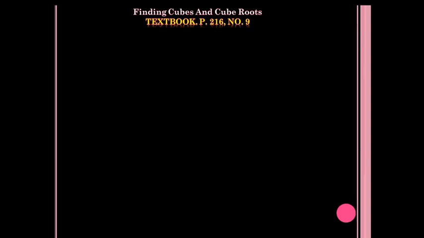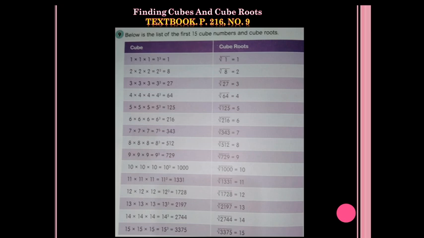Okay, now let's see the others. Here, the textbook, page 216, number 9. Below is the list of 15 cube numbers and cube roots. 1 times 1 times 1: the cube of 1 equals 1, and the cube root of 1 equals 1. And 2 times 2 times 2 equals the cube of 2 equals 8. However, the cube root of 8 equals 2. That is how to read that.